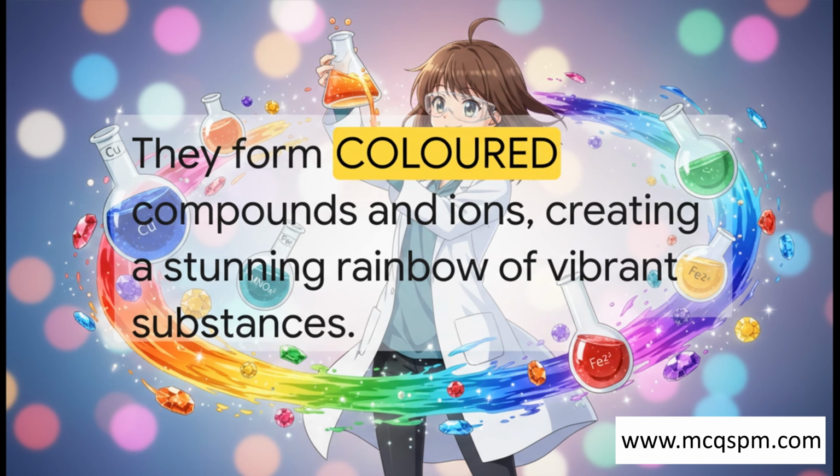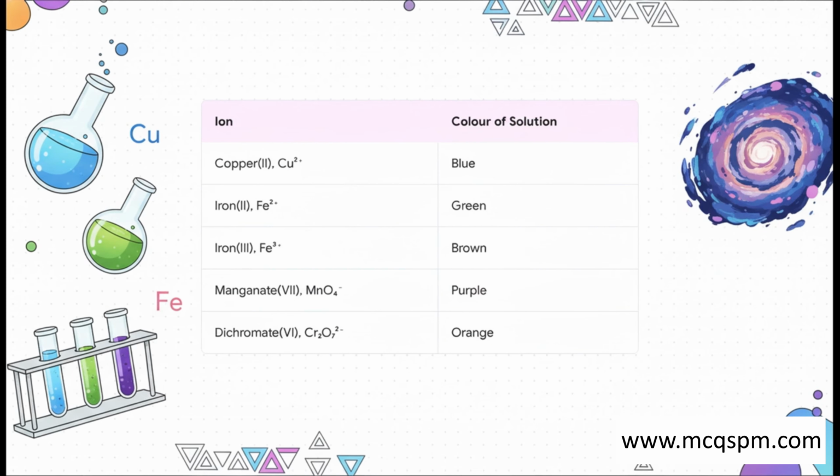Unlike a lot of other elements that just make boring white powders or clear liquids, transition elements create this incredible rainbow of vibrant colors. This is exactly why so many gems, like emeralds and rubies, get their brilliant colors. And this table just shows you what I mean.